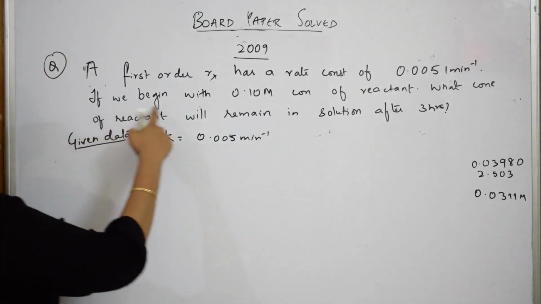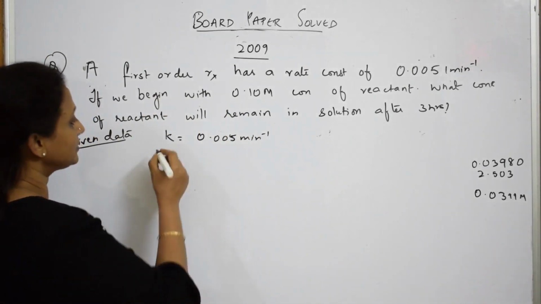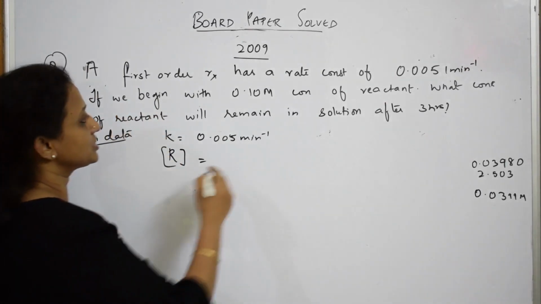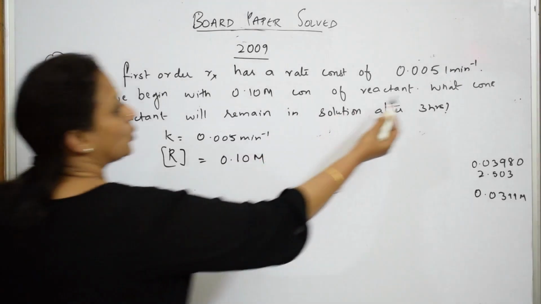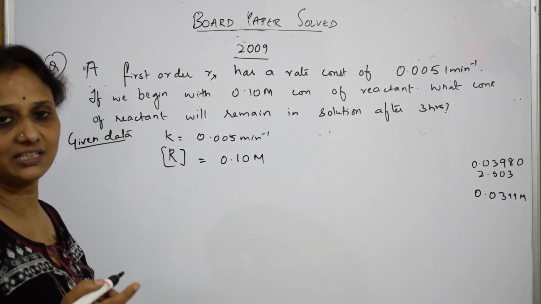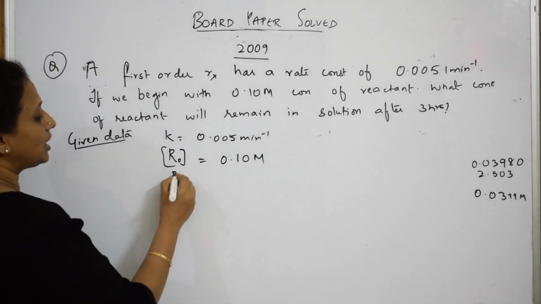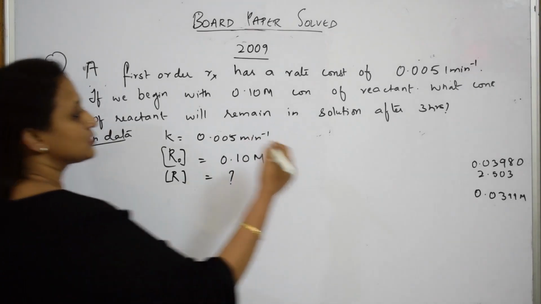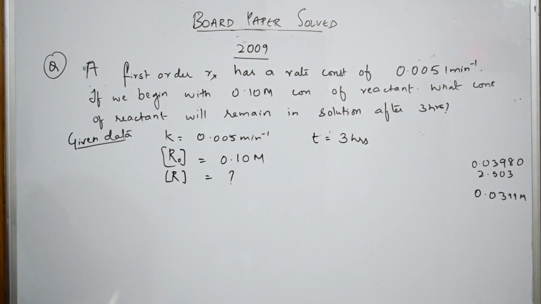Next, they've given us the initial concentration of R, the reactant, because they've written it as "we begin with". So the initial concentration of R is given as 0.10 molar. What concentration of the reactant will remain? So the leftover, that is R, here R naught is the initial. So they want you to find out the R value in the solution. What is the time interval given to us? After 3 hours. This is what is given. What should I find out? I have to find out R.